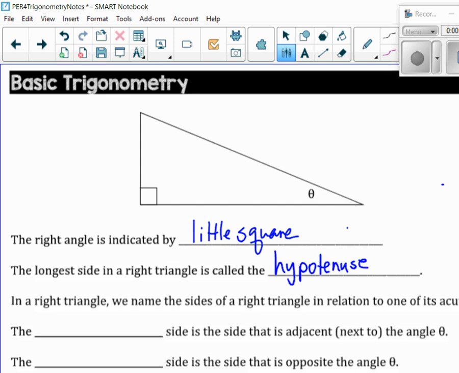In a right triangle, we name the sides in relation to one of its acute angles, theta. Have you seen theta before? It's a Greek letter. We get a new language. How do you spell theta? T-H-E-T-A. That's theta.